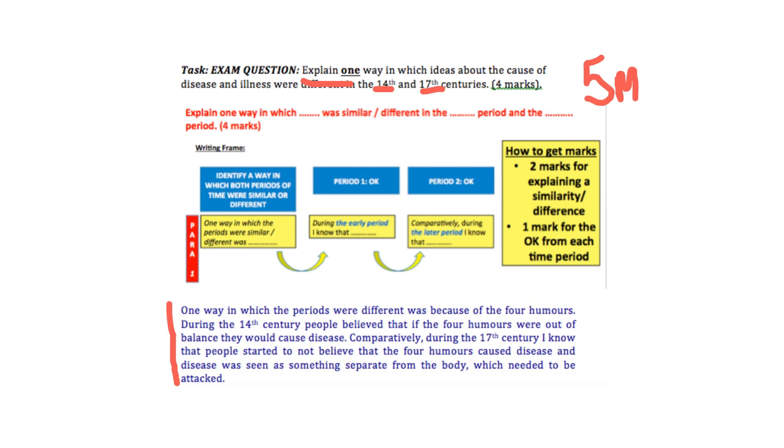So I've answered this question here. One way in which the ideas about the causes of disease and illness were different in the 14th and 17th centuries, and I think the 4 humours stands out. So using the work that you've done today, the 4 humours definitely is something that has changed from the 14th to the 17th century.